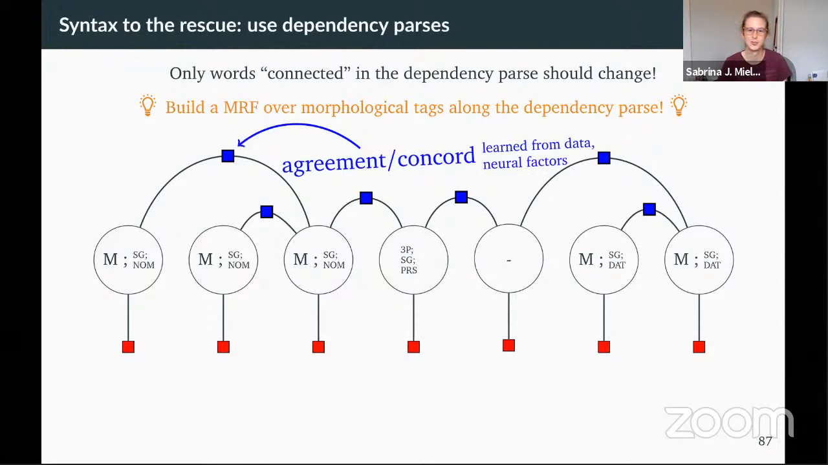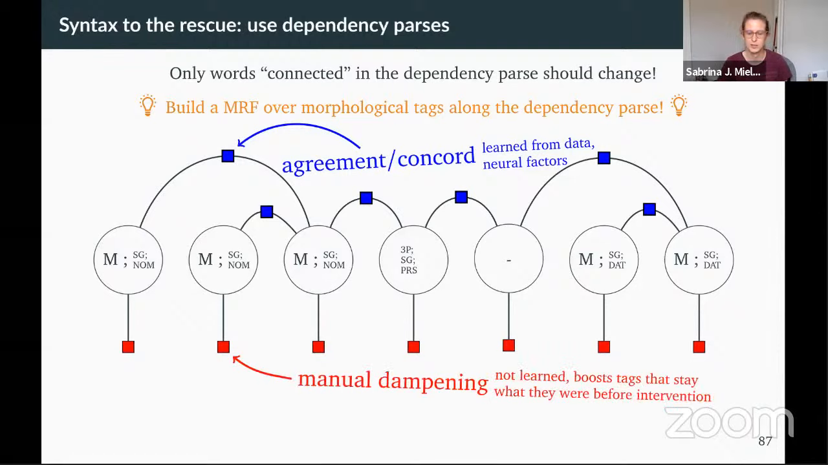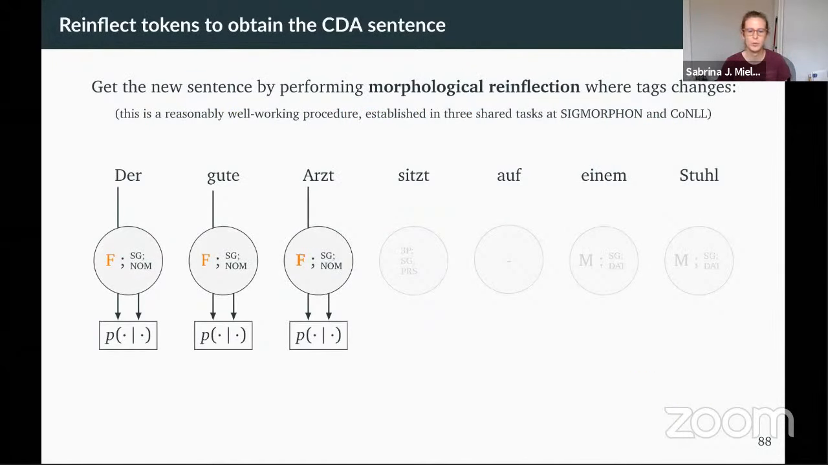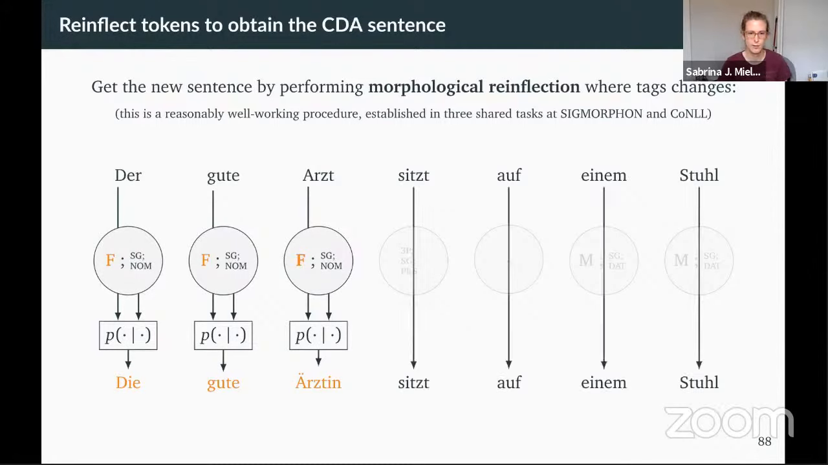But it works really well for our case. So we have some factors for agreement. That's like a neural net factor, so it's not really an old school MRF. We have something for dampening to really select what we want. And so now if we change doctor to female, it should predict that these things change. We run them through a morphological reinflection tool, and we get this new sentence: the good female doctor sits on a chair.